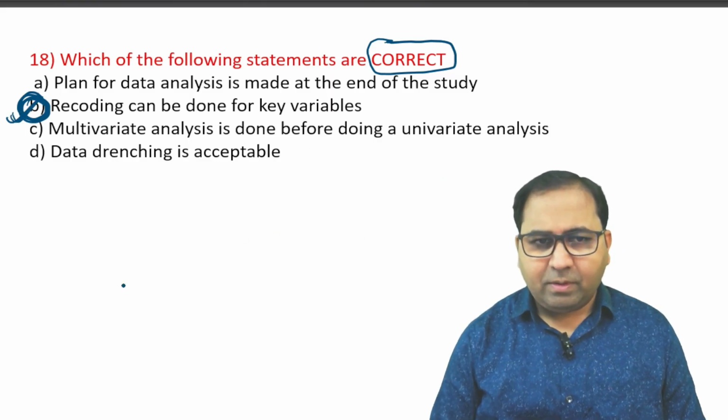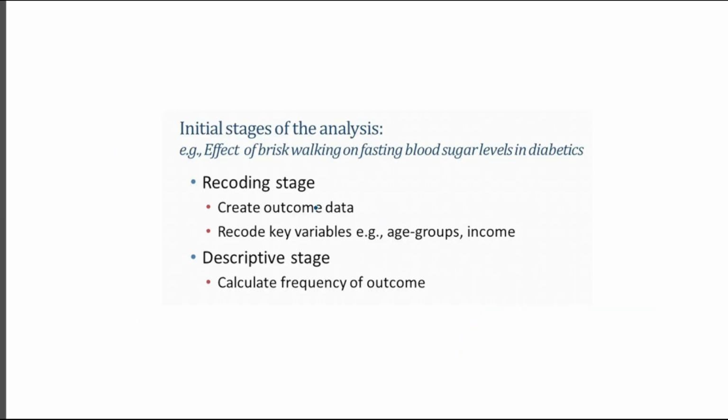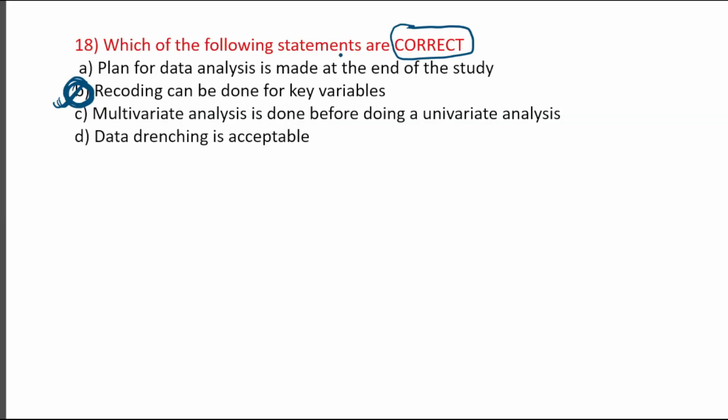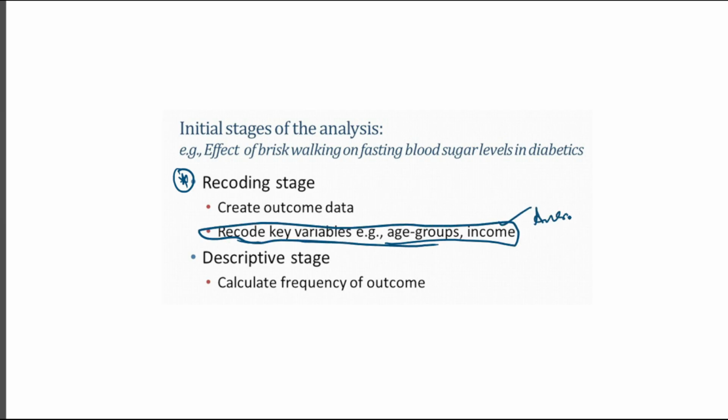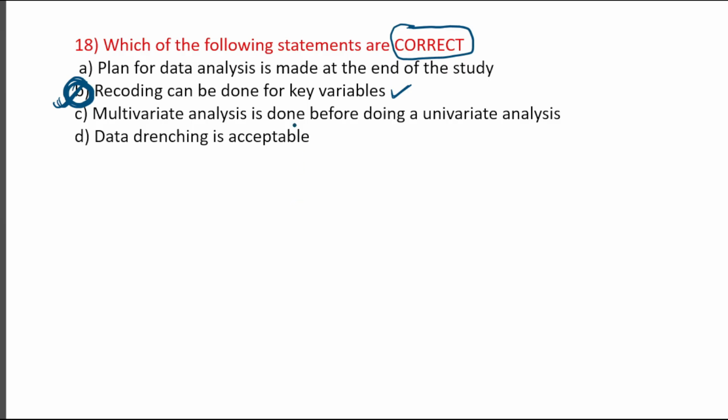Now see the information given below. See this chart or the details given in this slide. In the question they have asked, the following statements were incorrect and only one is correct. Recoding can be done for key variables. We have taken it as the answer. In the recoding stage, recoding of the key variables is mentioned over here. So therefore we have taken this as our answer, the correct statement. Rest of the statements are wrong.